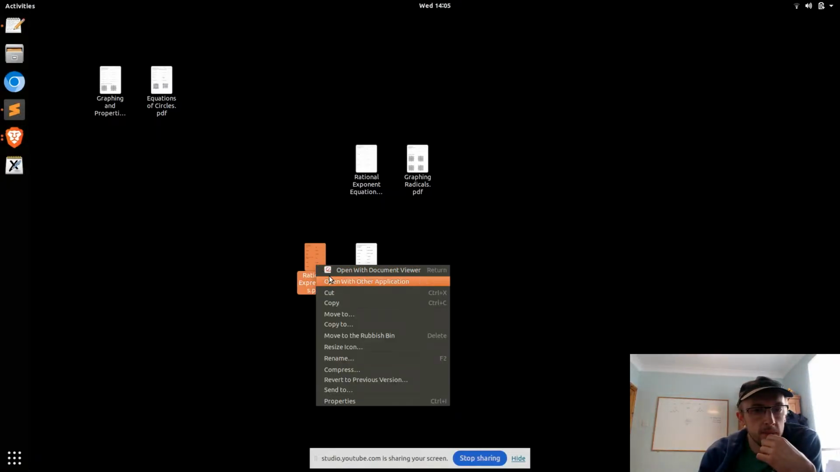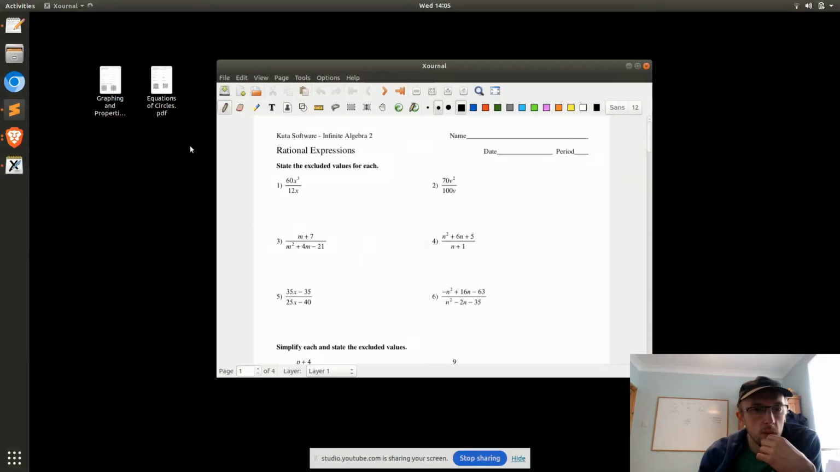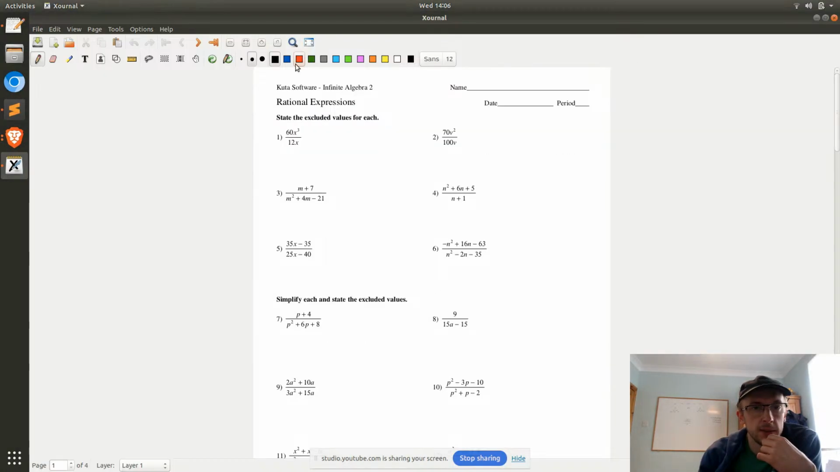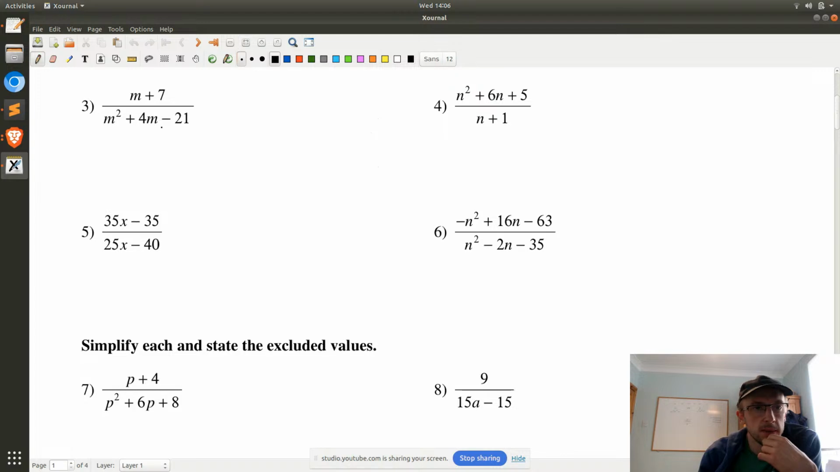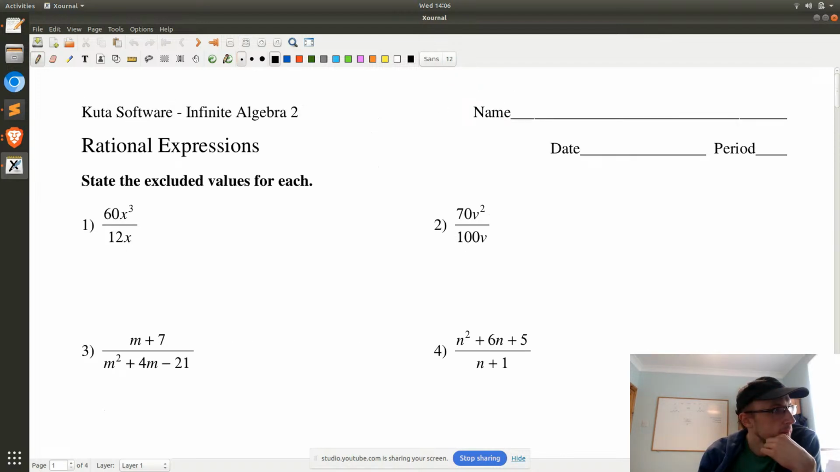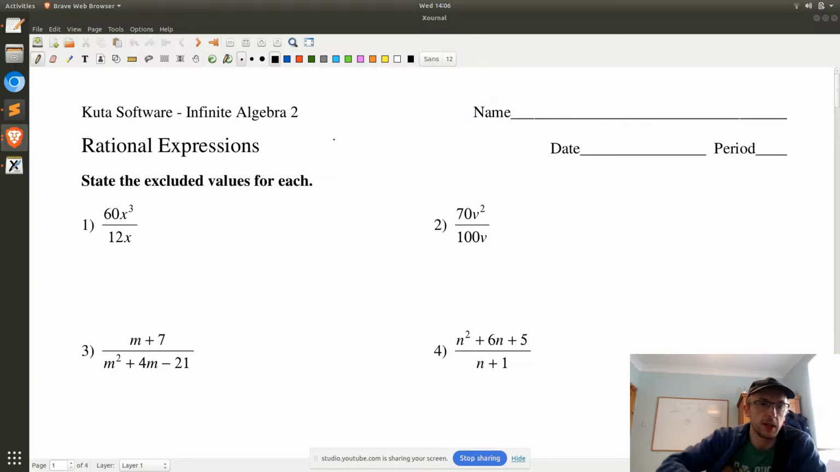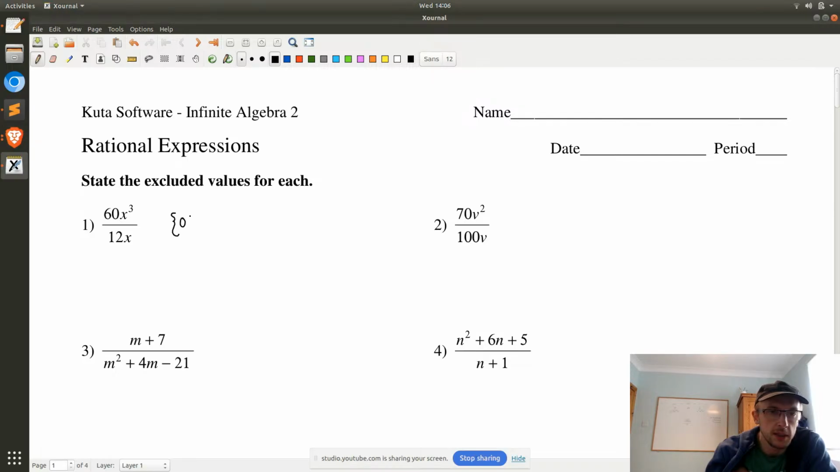Begin with rational expressions and stating the excluded values of each. 26 questions. Proceed. The excluded value here will be 0. And here it will be 0 as well. Check. Correct.